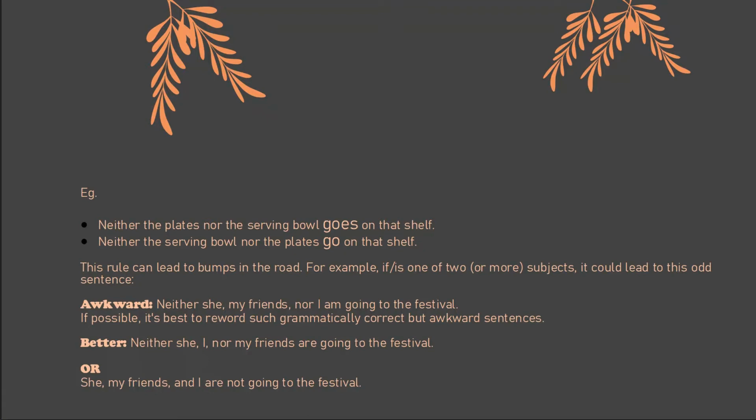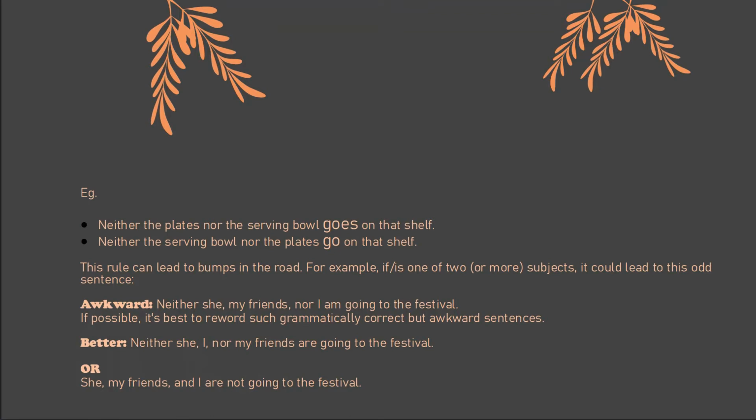If you look at the first statement, neither the plates is plural, nor the serving bowl, and serving bowl is singular. The verb is next to the singular. So as per the rule and the statement, we use a verb form that is relevant to the singular subject.